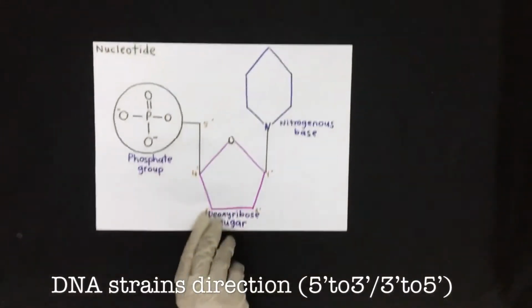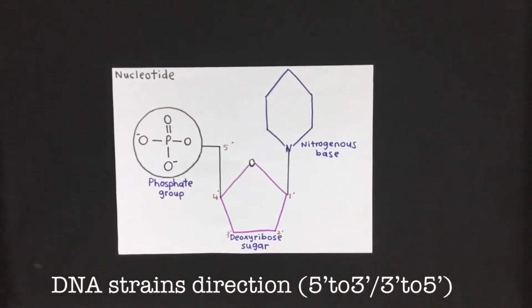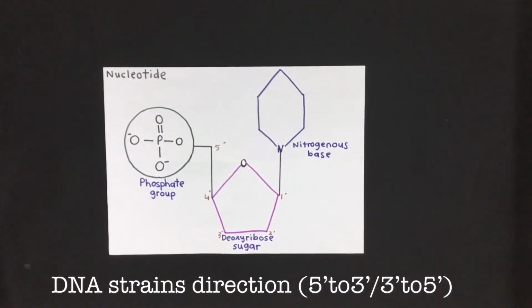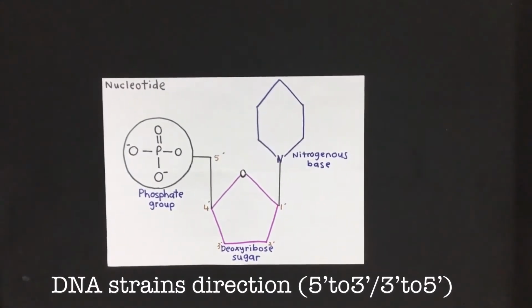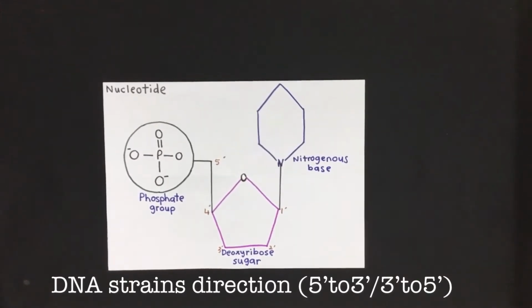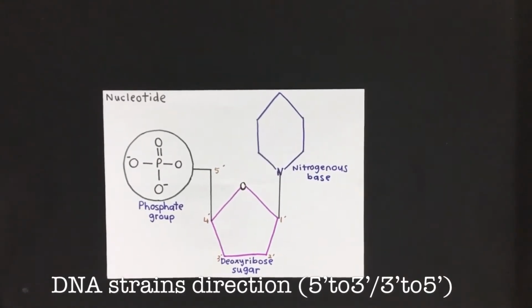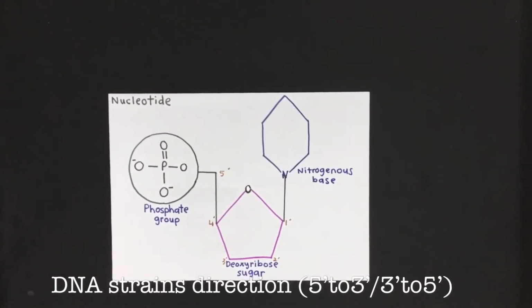Before we end our video, let's get back to the explanation regarding DNA strand direction. The directions of the DNA strands are different. DNA either goes 5 to 3 or 3 to 5. But what does it mean?